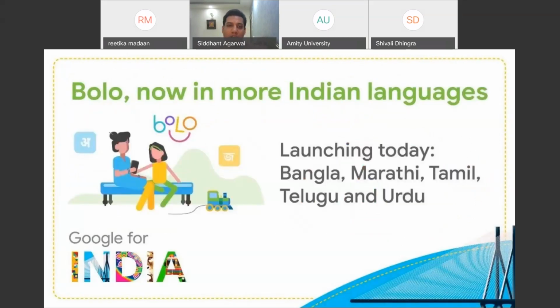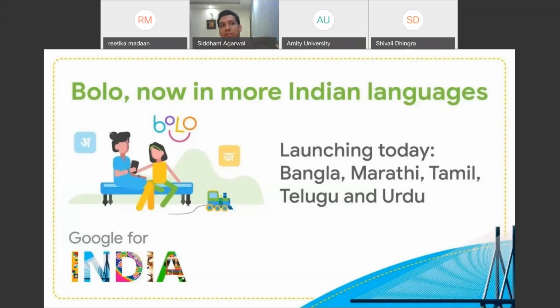So Bolo, this is now renamed as Read Along. It has now started supporting more Indian languages. For kids, we went back and understood that kids love speech-based content, like if someone can read out stories to them, that's what they love. Read out those classic stories or comic stories from publishers like Chhota Bheem or Katha Kids.